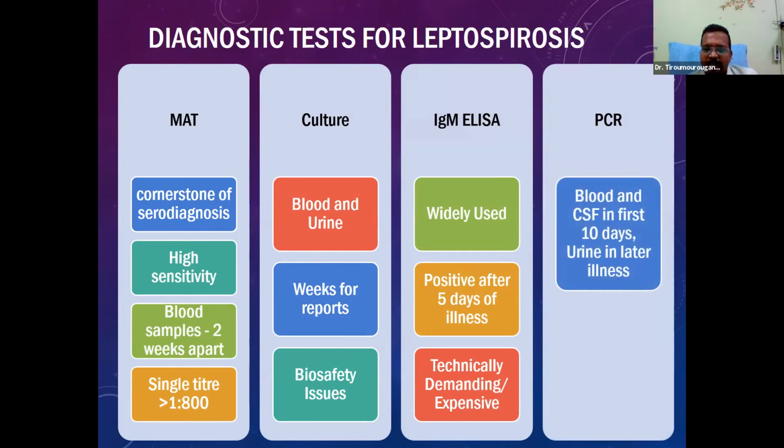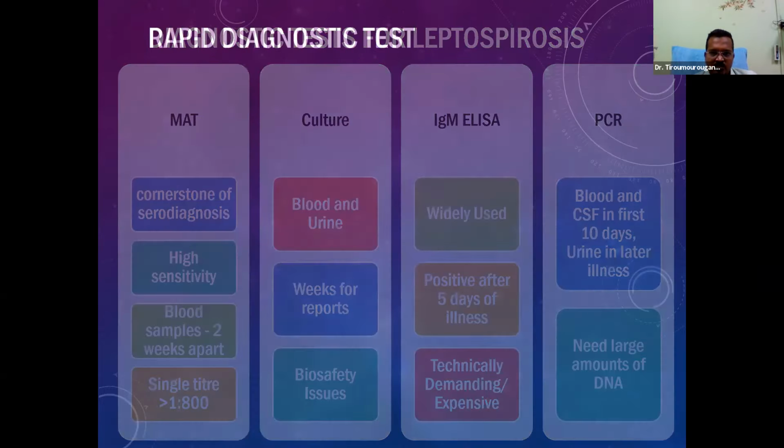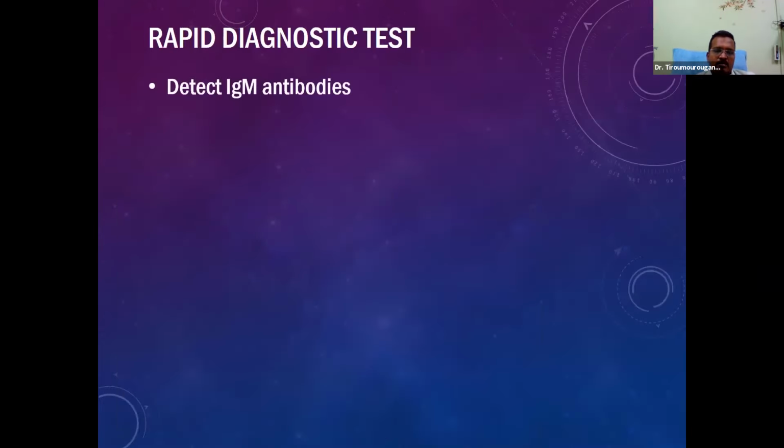Yes, it can be done in the blood and the CSF in the first 10 days and urine later on. But the problem is you need a huge sample and lots of DNA to get a positive result. So all the conventional tests are not pretty good. Okay, it doesn't make our life easy.